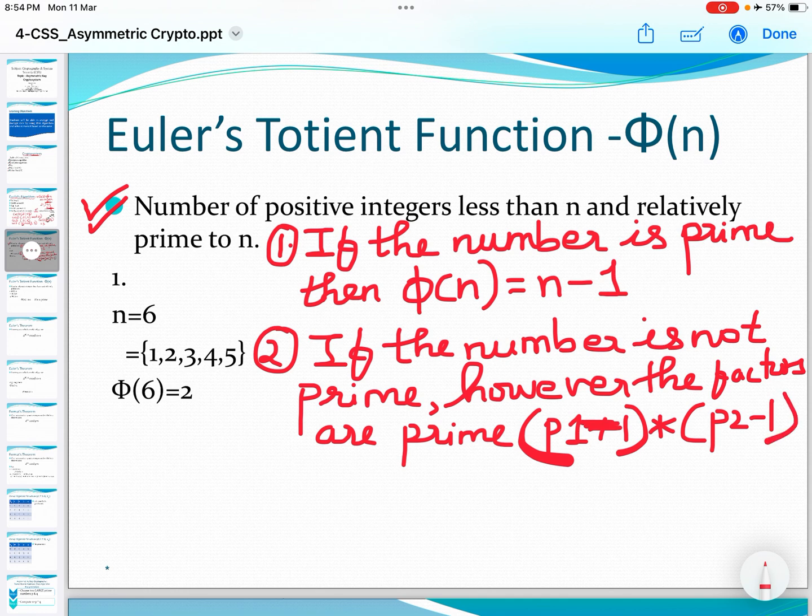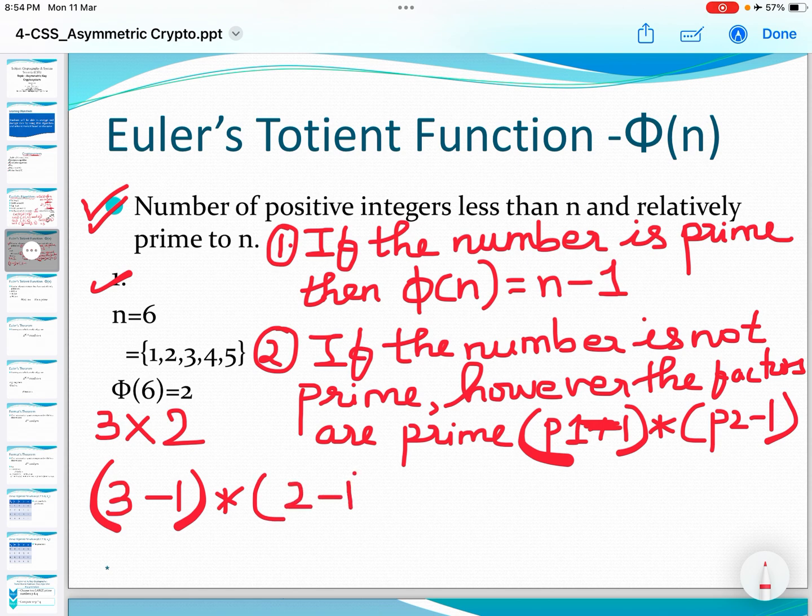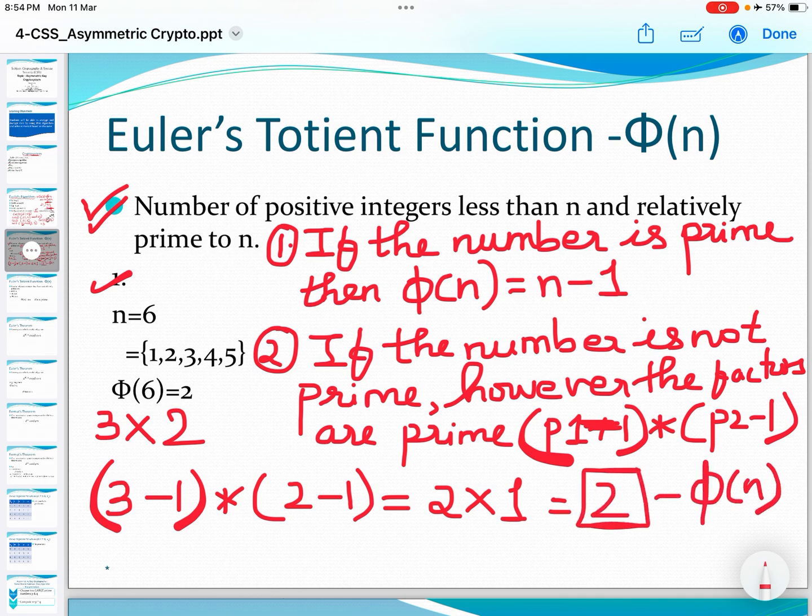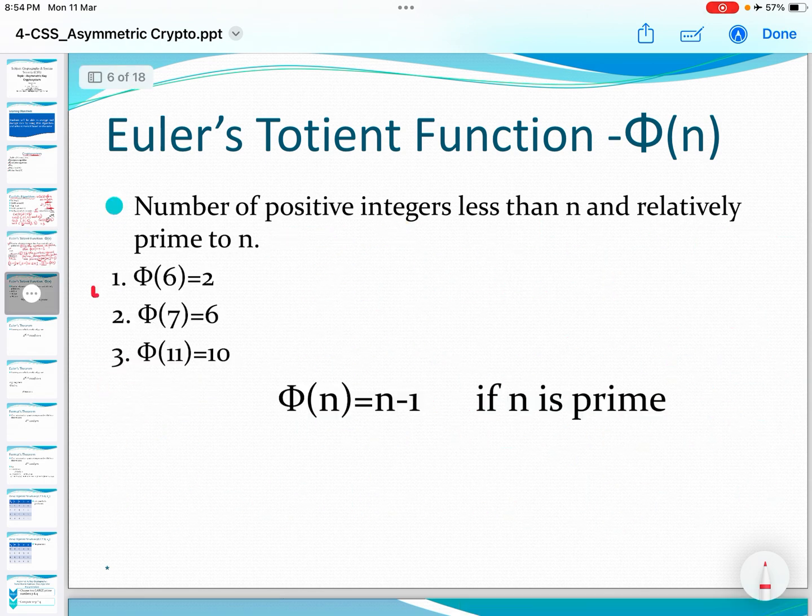That means if we take this example, here the number is not prime. 6 is not a prime number, but the factors of 6 are 3 into 2. So we do 3 minus 1 into 2 minus 1. That is 2 into 1, which is equal to 2. So your answer for the Euler's totient function is 2.